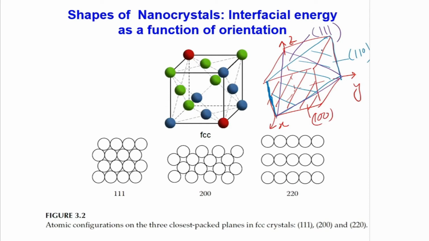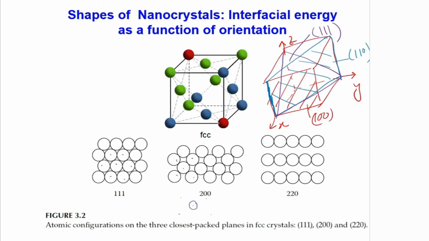Now you have the corresponding FCC crystal structure with atoms there. If you look at the atomic configuration on the 111 plane, this is basically close packed, one atom surrounded by 6 atoms. But if you look at the 110 plane, you can see there are 4 atoms, and there is a face center atom, which is this one. So there are 2 atoms, and there are 4 atoms like this, and there are 2 atoms here. That's what I'm drawing, a dot and a circle.